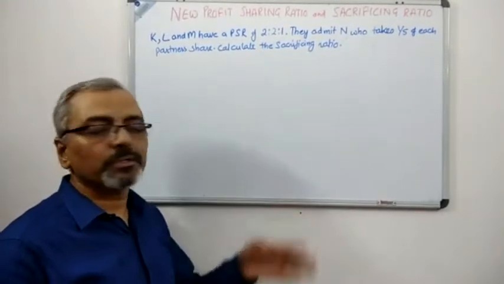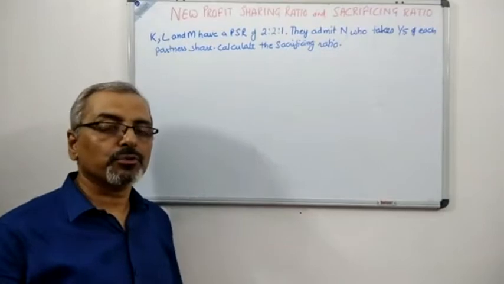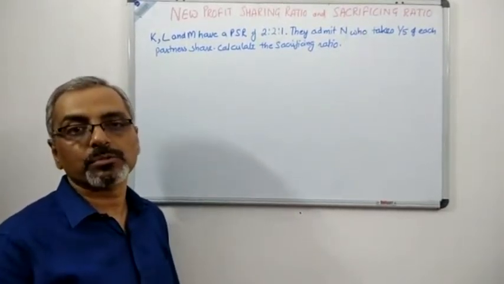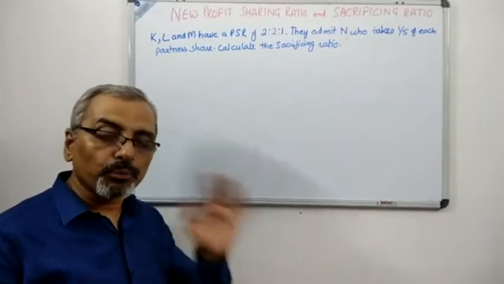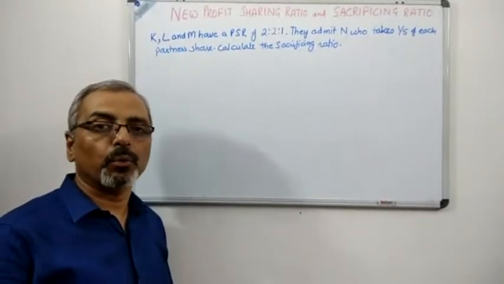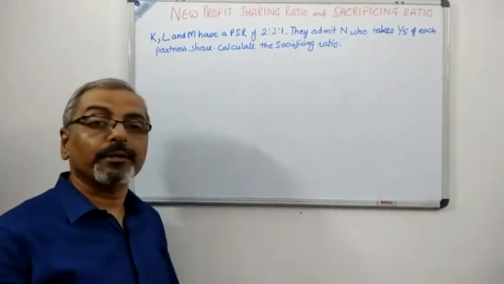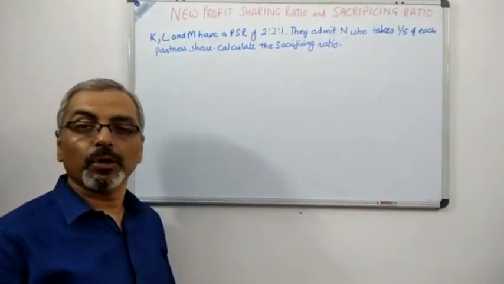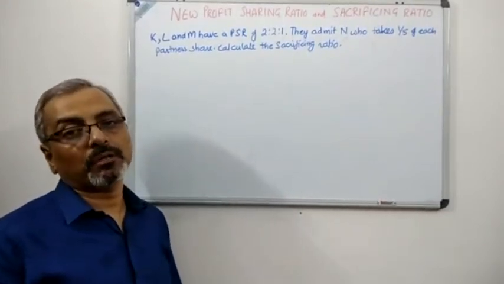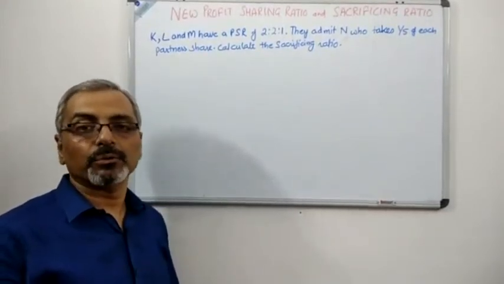Now we can actually say that the sacrificing ratio will be equal to the old profit sharing ratio, which is equal to 2:2:1. But we will actually now prove that the sacrificing ratio will be equal to 2:2:1, that is their old ratio, by calculating the new profit sharing ratio first, because we know that to calculate sacrificing ratio we need an old ratio and we also need a new ratio.